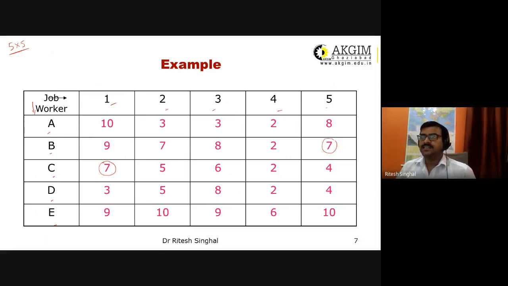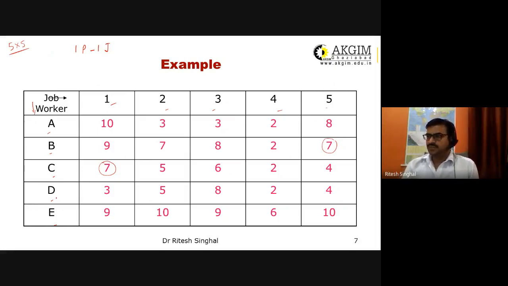But the condition is we have to assign one person to one job. Obviously, there is 1:1 allocation there. No 2:1 and no 1:2 allocation is to be given here. And we have to find out the best suitable combination of persons and jobs where the minimum cost is involved. So let's start the method.